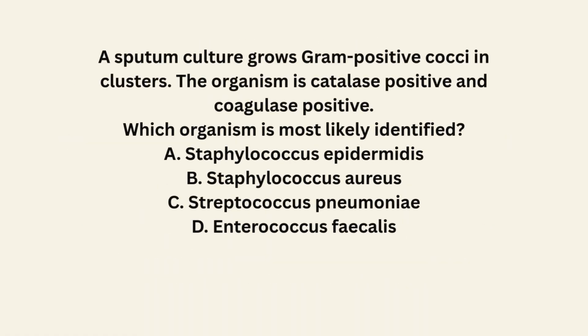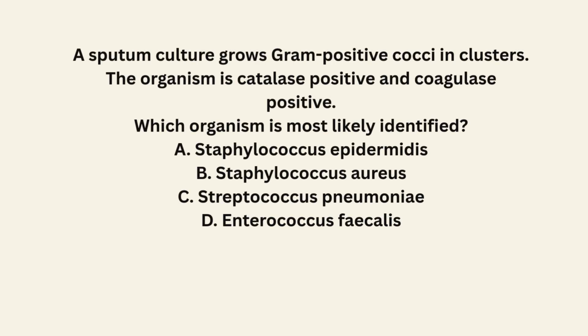A sputum culture grows gram-positive cocci in clusters. The organism is catalase positive and coagulase positive. Which organism is most likely identified? A. Staphylococcus epidermidis. B. Staphylococcus aureus. C. Streptococcus pneumoniae. D. Enterococcus faecalis.